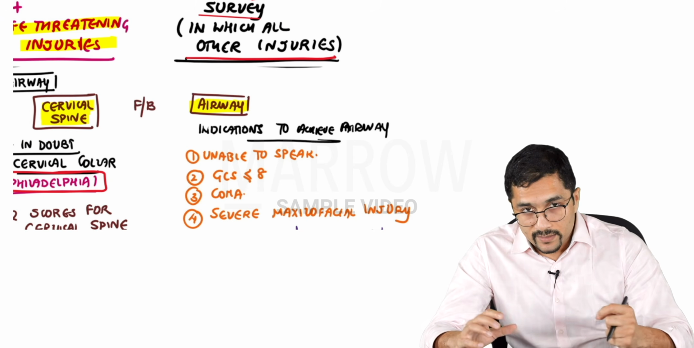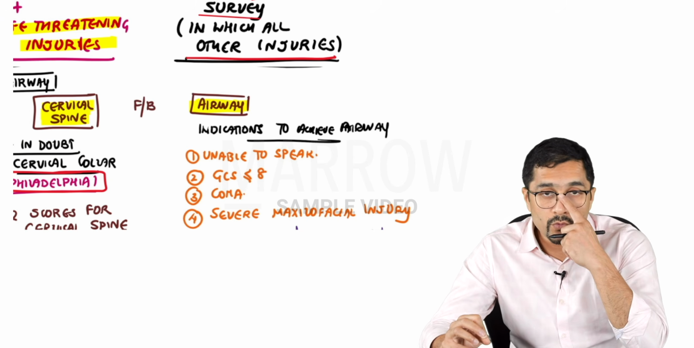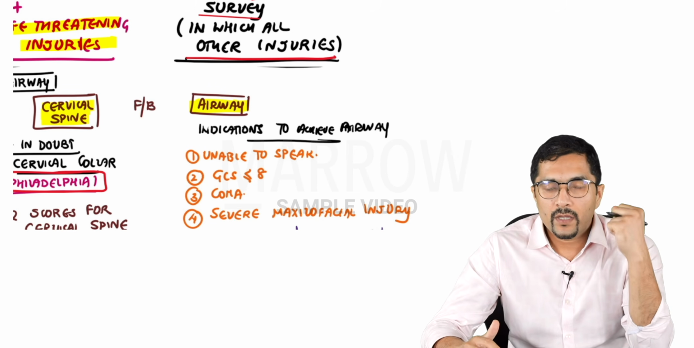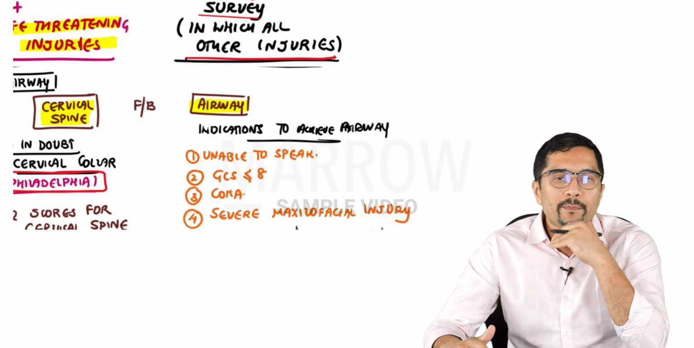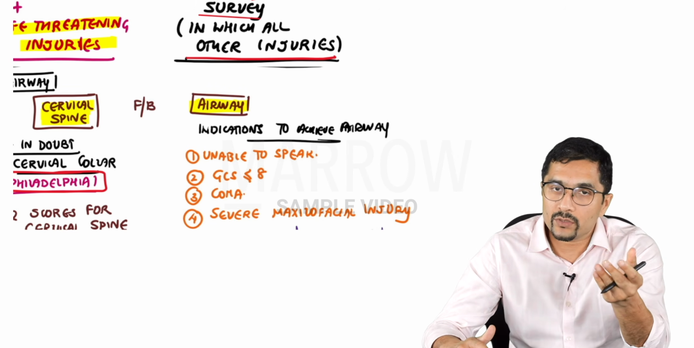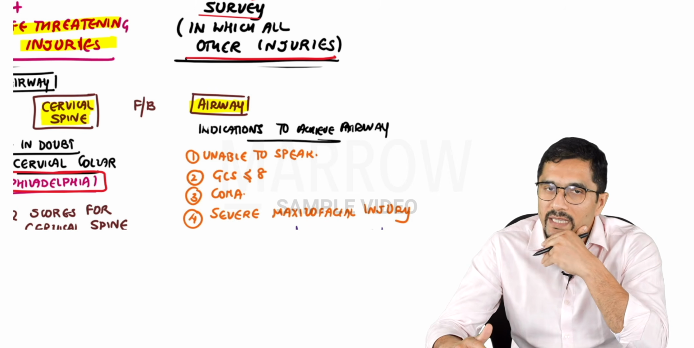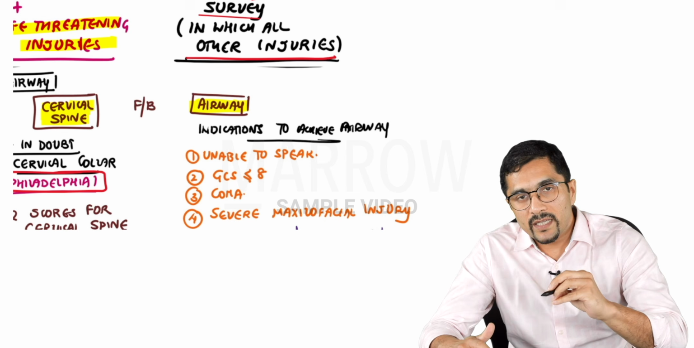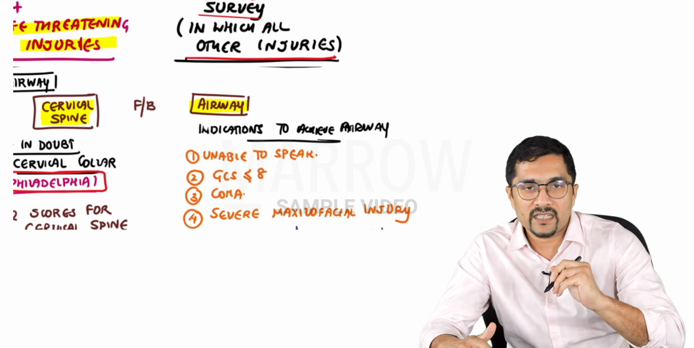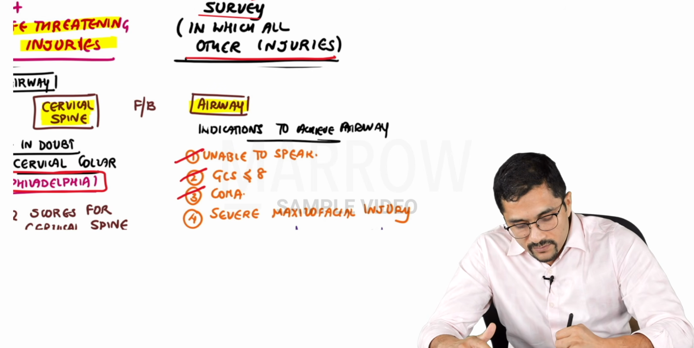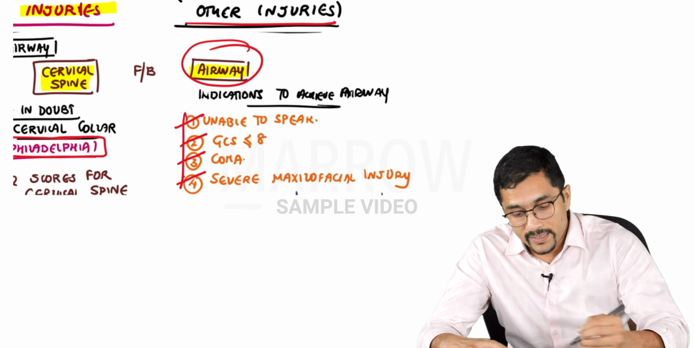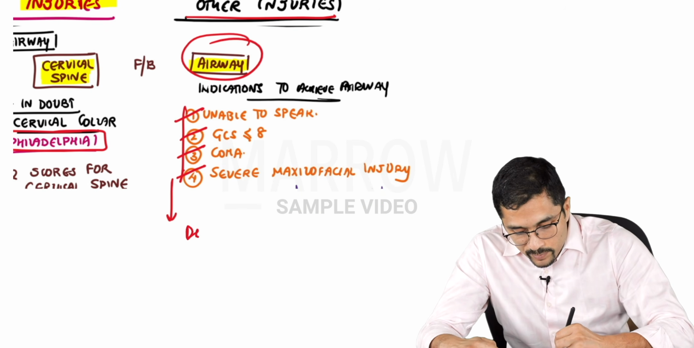So once we have taken care of cervical spine, then we move to airway. What are the signs of a compromised airway? Whenever you encounter a trauma patient in the emergency, you try talking to the patient. If the patient can speak normally, that means the airway is fine. So inability to speak, GCS less than 8, coma and severe maxillofacial injuries, these are all signs of a compromised airway, and in these patients we need to achieve a definitive airway.